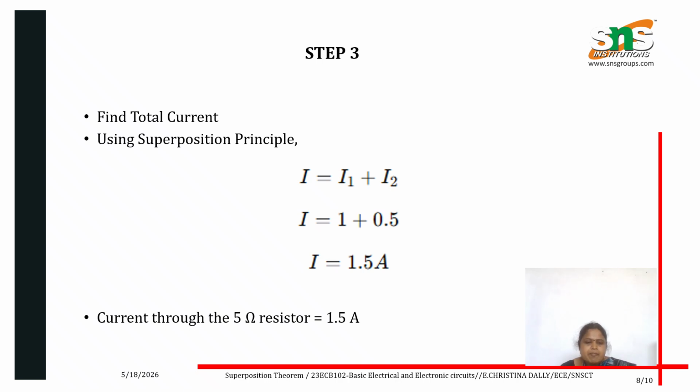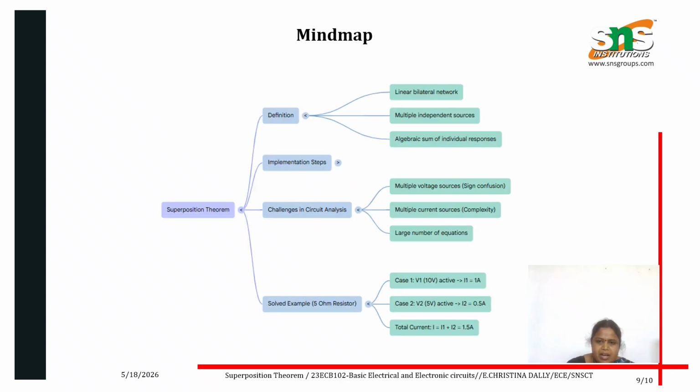The next step is to find the total current. As per the superposition principle, we have to add the currents I1 and I2. We know that I1 is equal to 1 amp and I2 is equal to 0.5. Applying the formula, I is equal to 1 plus 0.5, we get 1.5. So the current through the 5 ohm resistor will be 1.5 amps.